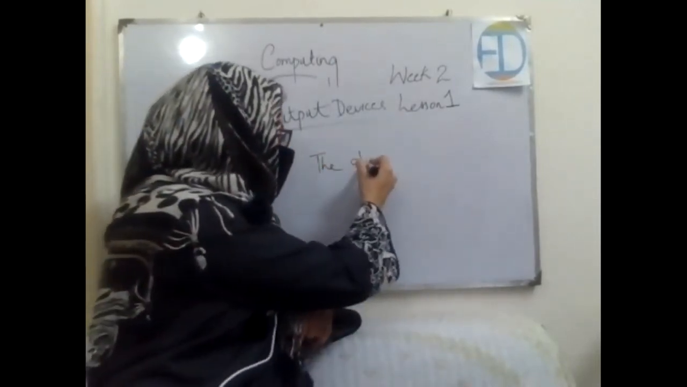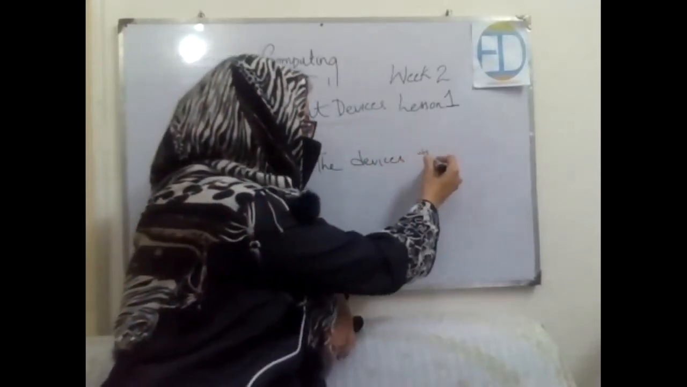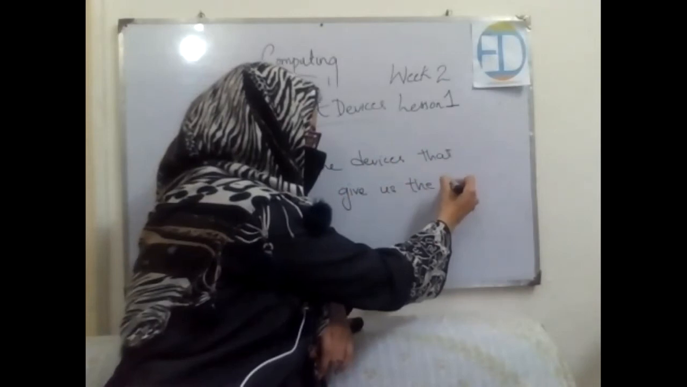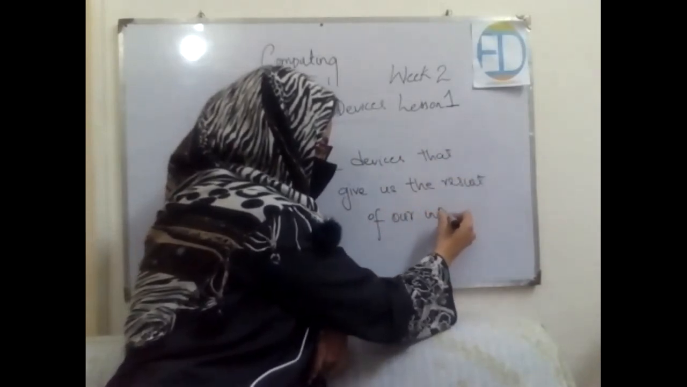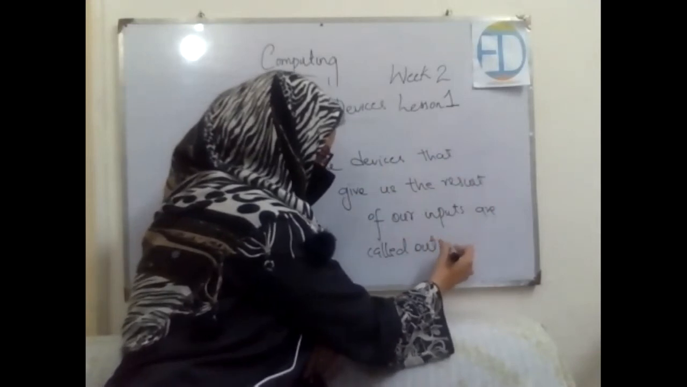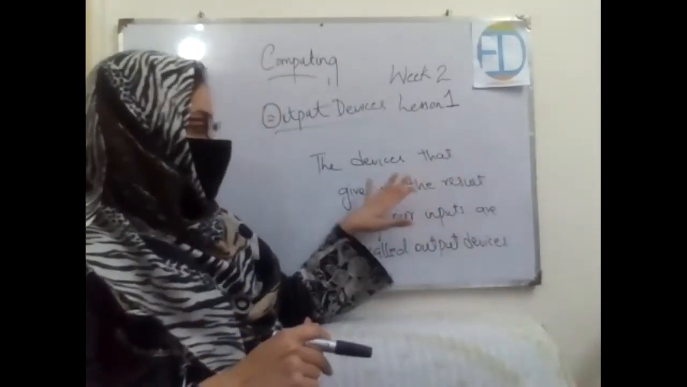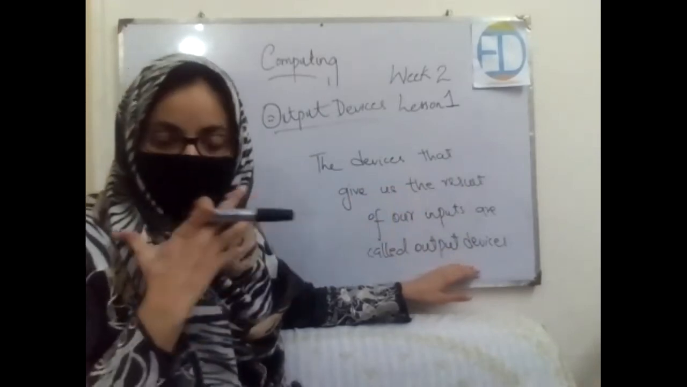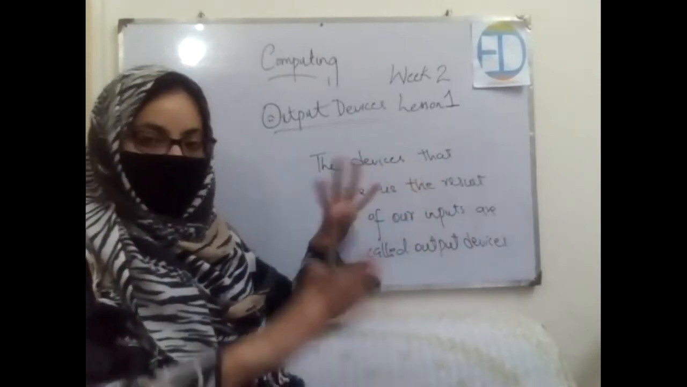The devices... I'm making a definition not for output but for output devices, okay? The devices that give us the result of our inputs are called output devices. Okay, the devices that give us the result of our inputs, of our searches, of our data, of our information are called output devices. Okay, and then you can give the names as well. For example, monitor, speaker, headphones, projector, printer, etc.